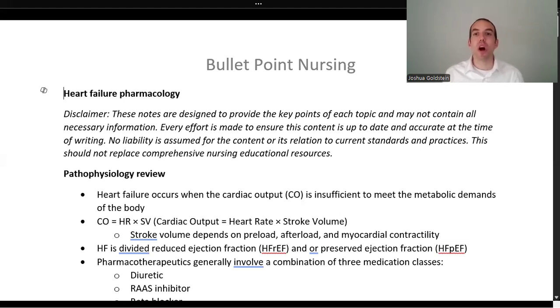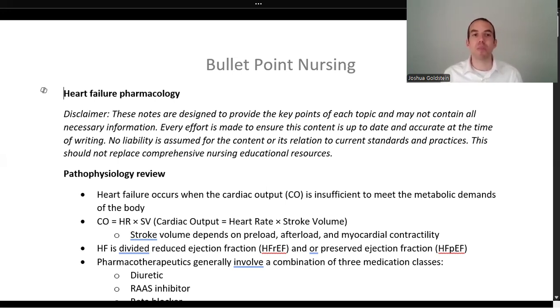Heart failure occurs when the cardiac output is not enough to meet the metabolic demands of the heart. Again, the cardiac output is measured in blood, but obviously the metabolic demands, meaning is it delivering enough oxygen-rich blood to every cell in the body.